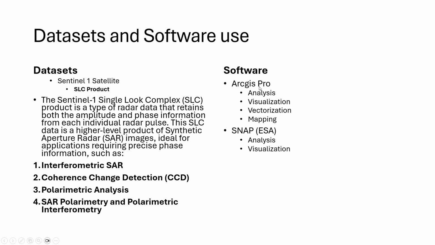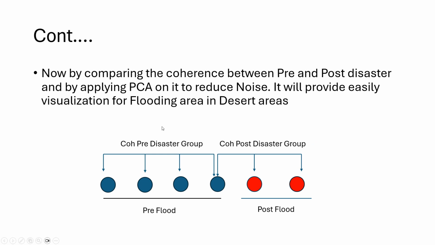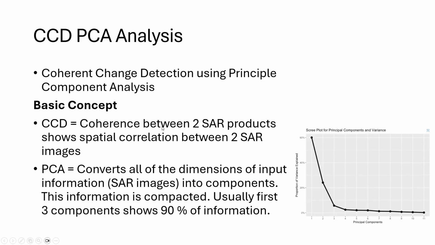The software we are going to use is ArcGIS Pro and SNAP. Each one of them can also work on its own, but the advantage of ArcGIS Pro is further vectorization and mapping. So first in this analysis we are going to use SNAP for these two analyses. We will analyze and visualize, and further we will take the product into ArcGIS Pro and do the vectorization, and we will also calculate the flooding area. So what is CCD PCA analysis?